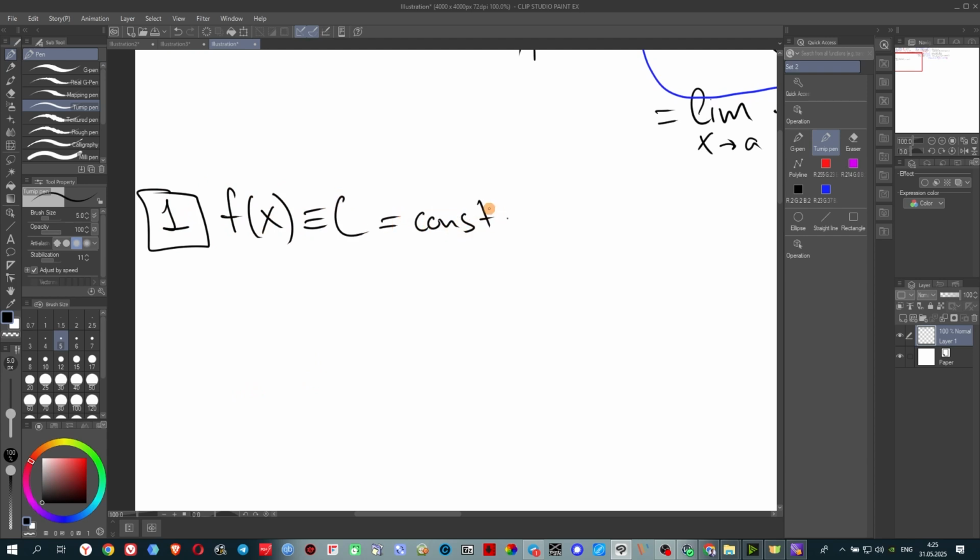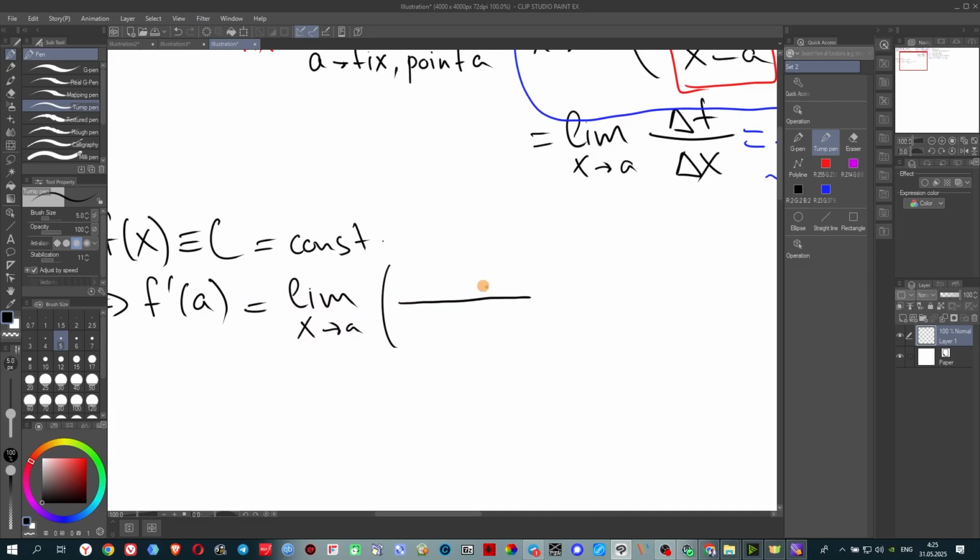And my main question for you, let's assume that we fixed some number a. What would be the derivative of f at a certain point a? Let's use the definition. We should write it by definition. So we should write limit x goes to a, and please direct me, what should I write on the top here? f of x minus f of a. And on the bottom, x minus a.